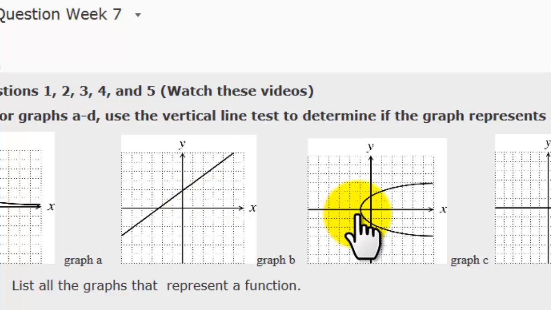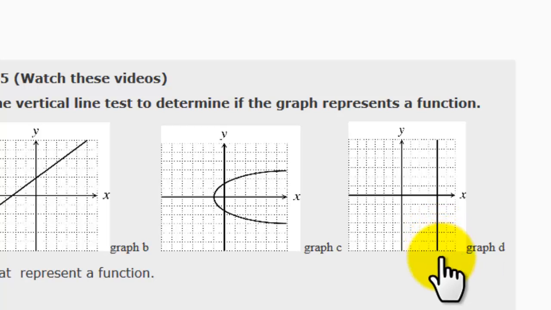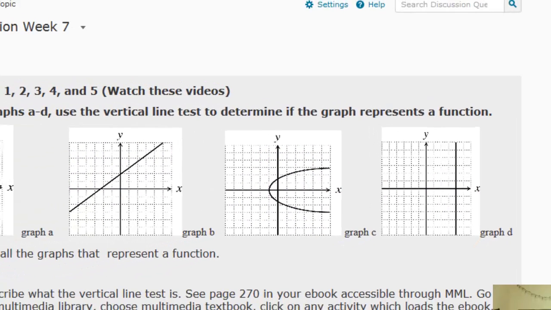vertical line. But here, where x is 0, there's 2 points on that vertical line. Where x is -1, there's 2 points on the vertical line. And this fails the vertical line test. Because where x in this picture is 1, 2, 3, 4, y has several values. It has value 1, 2, 3, 4, 5. So it is not a function. This one is not a function. This one is a function, and this one is a function.